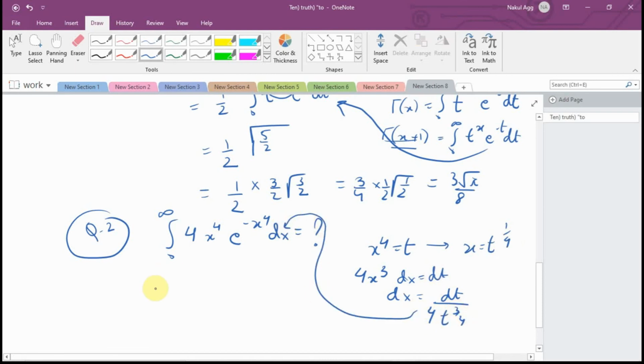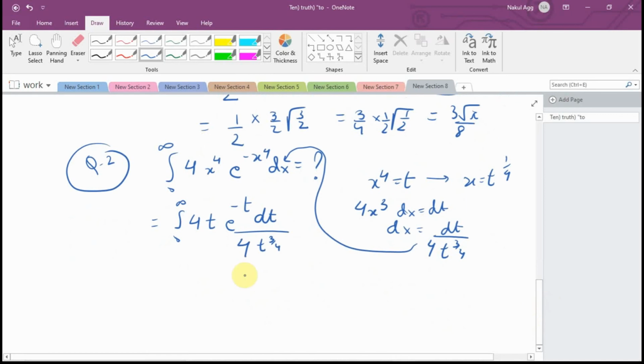Substitute everything here to get 0 to infinity. The limits will remain again the same. 4 t e raised to power minus t dt by 4 t raised to power 3 by 4. This is equal to 0 to infinity t to the power 1 by 4 e raised to power minus t. So this is x, so this is equal to gamma of x plus 1. This is equal to gamma of 5 by 4.